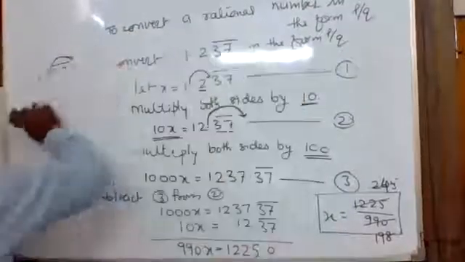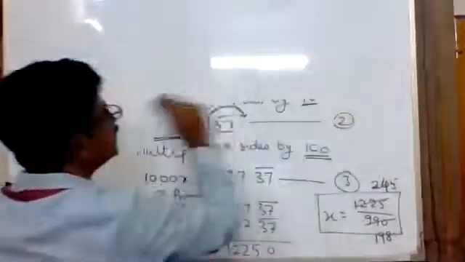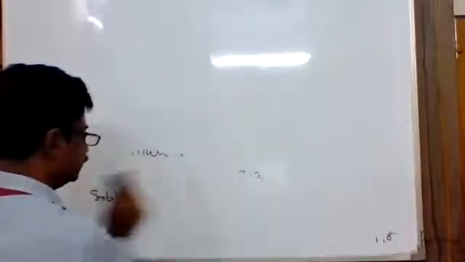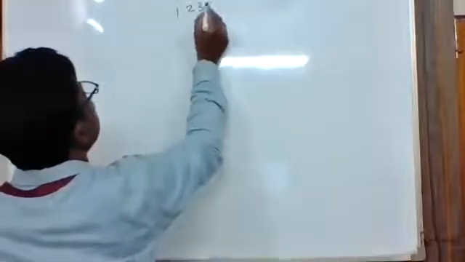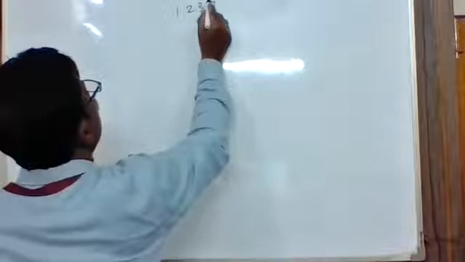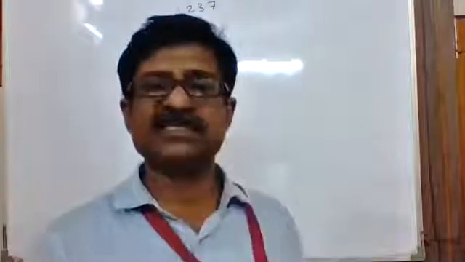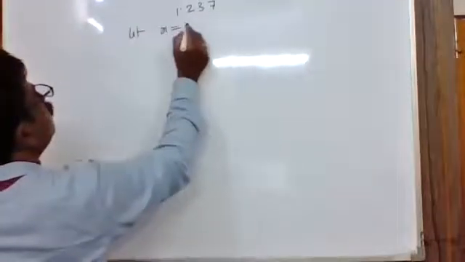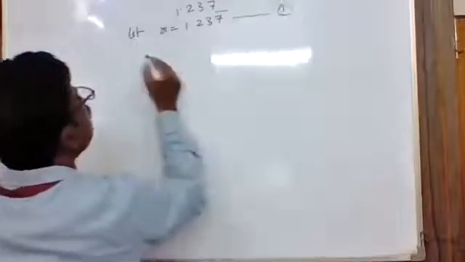We will do one more question of the same type, and after that we will close this topic. The question is 1.237 bar. Earlier the bar was over 3 and 7. Now this time I'm going to take the bar over 7 only, just 1 digit. The procedure is the same. Let x equal 1.237 bar. Give it as the first equation.